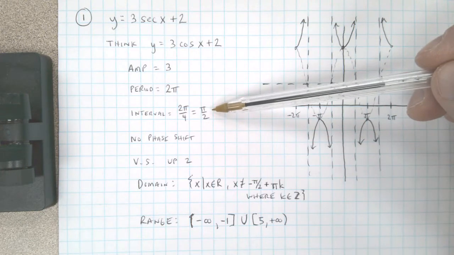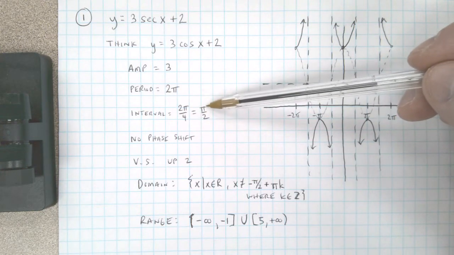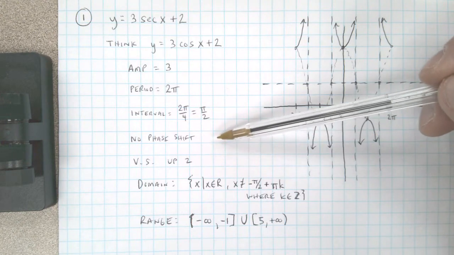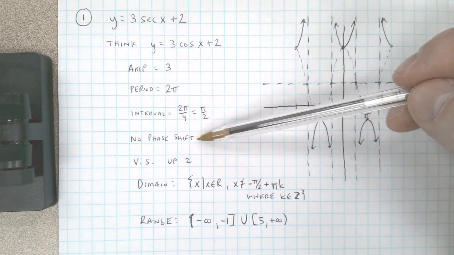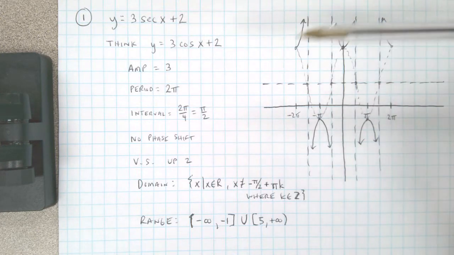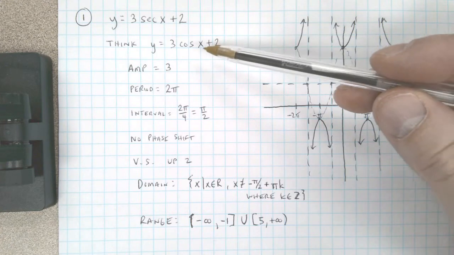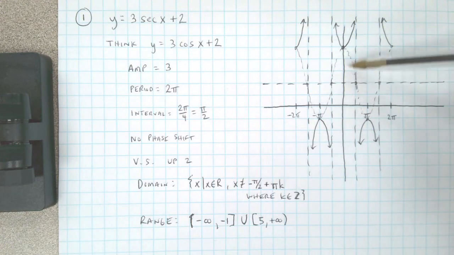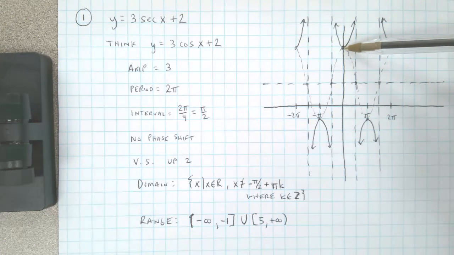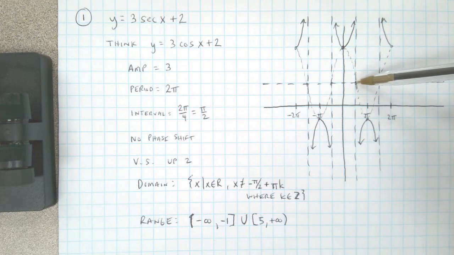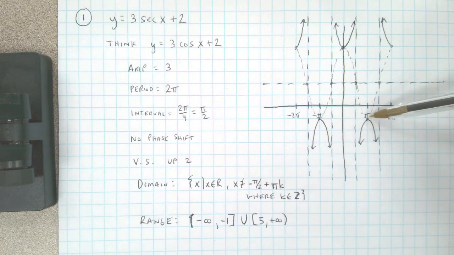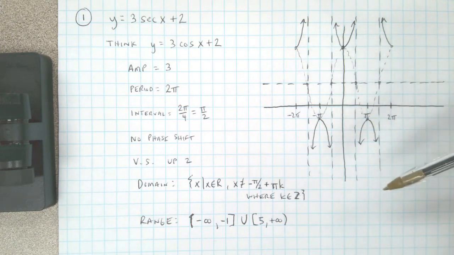The interval is going to be 2 pi divided by 4, which simplifies to pi over 2. This one, there's nothing in the parentheses, so there's no phase shift, and we're going to shift the curve up 2, so it makes our midline up here at positive 2. When I sketch in my points, because I'm thinking cosine, I'm going to start up at the highest point, which is 3. I'm going to go down through the midline, down 3 more, and then back up to the midline, and then the same thing. So I sketch in the dotted line, the cosine curve.